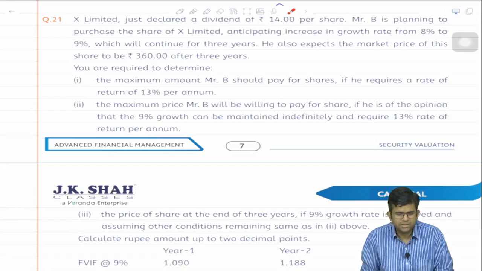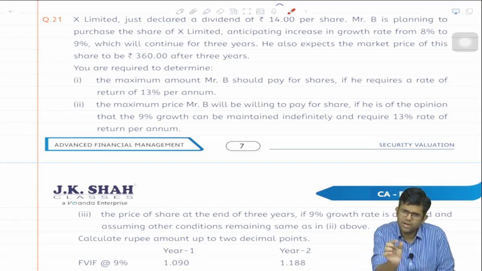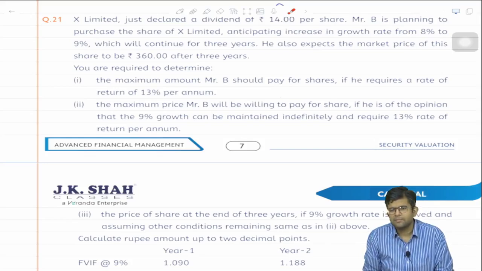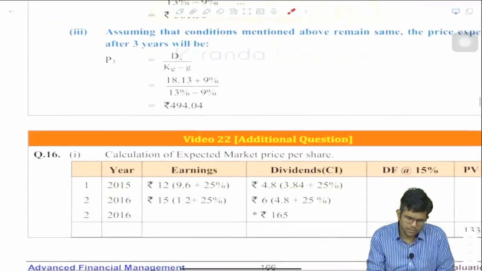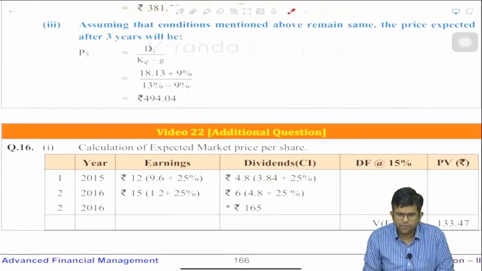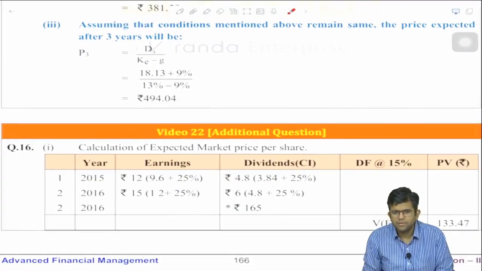Generally this calculation comes as a part of a bigger question, in which we put that asterisk star and we do the calculation. Yesterday we did. Here they are only asking you P3 like that. So the answer is 494.04. All done? Now students, read point number 2 and try on your own.